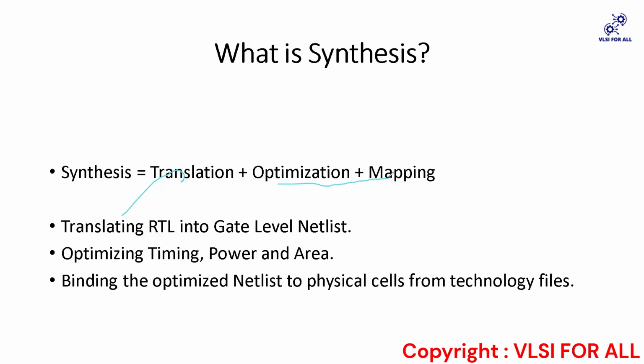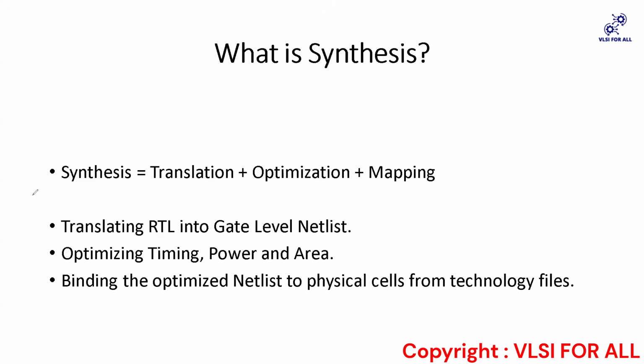Translation is nothing but converting RTL into gate level netlist, right? The tool is doing the translation. The tool also needs to do the optimization using constraints, to meet power, performance, and area, and also mapping. Mapping is like binding the optimized netlist to physical cells from a technology file. So we can say synthesis is translation plus optimization plus mapping. We have learned what synthesis is till now.